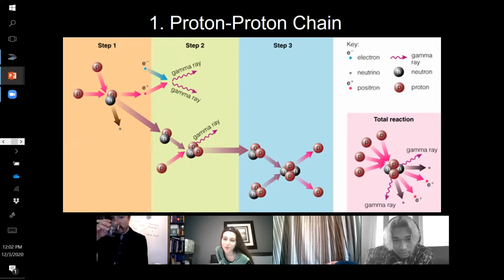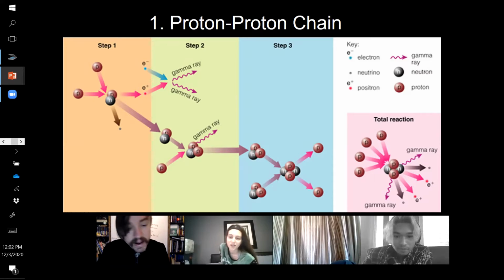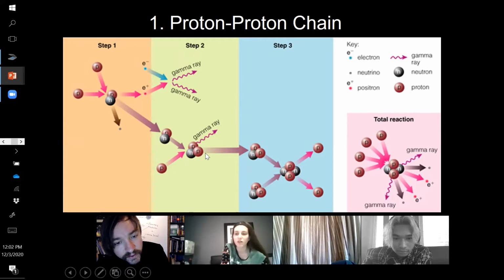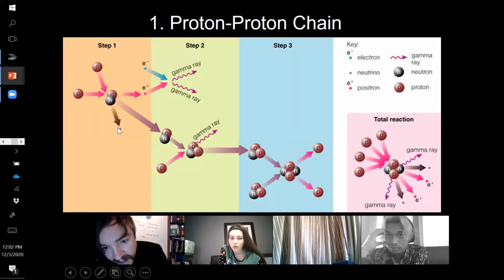Wait, I'm sorry. Can you repeat the question one more time? Yeah. What is the net reaction, the overall input and output of the proton-proton chain? In other words, Kaitlyn, I'm not asking you to describe the three steps. I'm asking you to describe what goes into the cake and what comes out of the cake. Like first you put in flour, salt, sugar, and then the other end comes out a birthday cake. I want to know what ingredients go in. Basically, I'm asking you to summarize this.